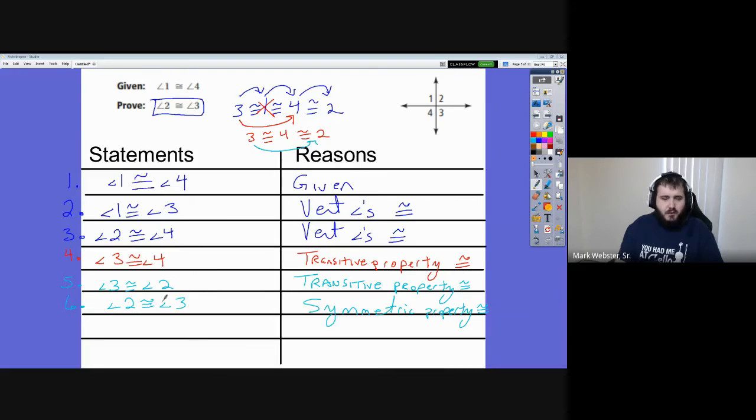And then I said, all right, well, I don't want it to look like that. I want it to look like this. What allows me to flip it around? The symmetric property. And there we go. So I showed all my work. I gave all my reasons. I know I'm done now. Gonna make my little square box at the bottom. And then I'm good.